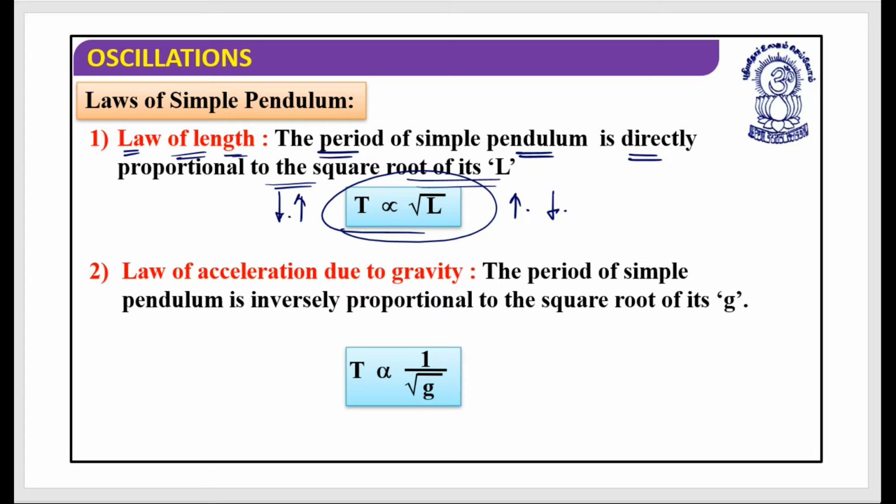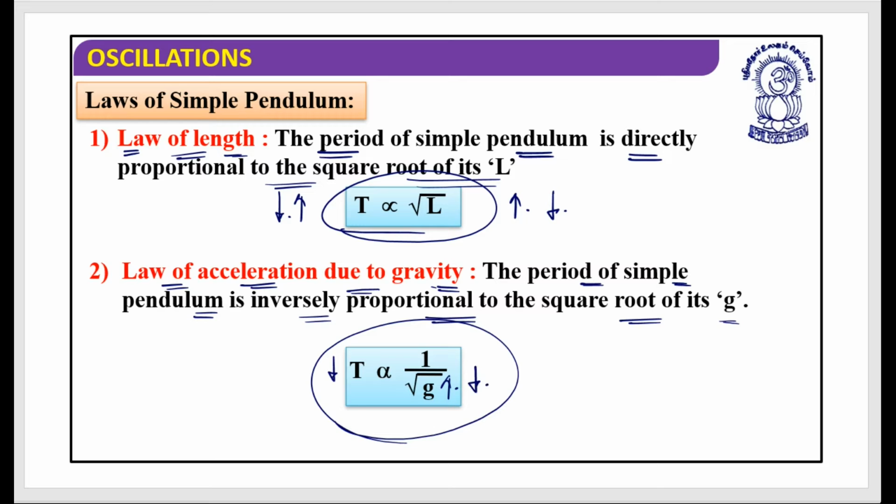Second is the law of acceleration due to gravity. It says that T is inversely proportional to the root of g. It means the period of a simple pendulum is inversely proportional to the square root of g. That means if g increases, T decreases. If g decreases, then T increases. I hope this is clear.